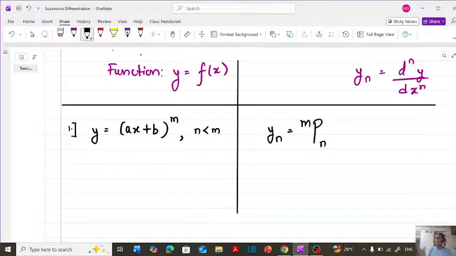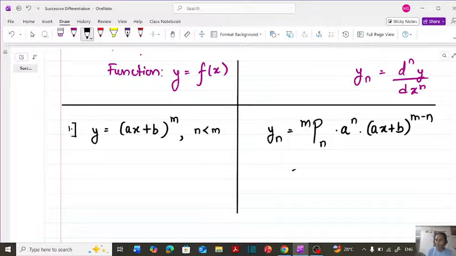Do you remember the permutations? This is the permutation I'm talking about. So mPn, the value you have to collect over here, multiplied by a to the power n into (ax plus b) whole to the power m minus n. Now see, why did I introduce this? It is not given in most of the textbooks, but it is to reduce the length of the formula, otherwise you will need to solve over and over again.